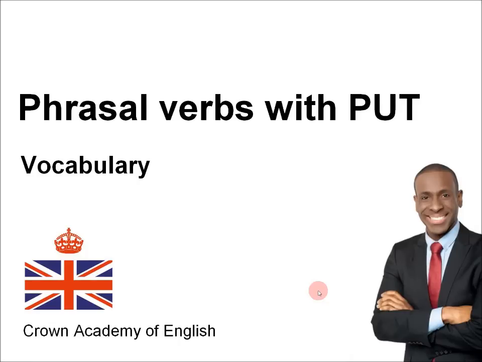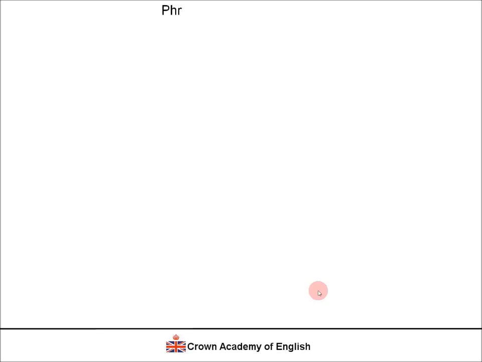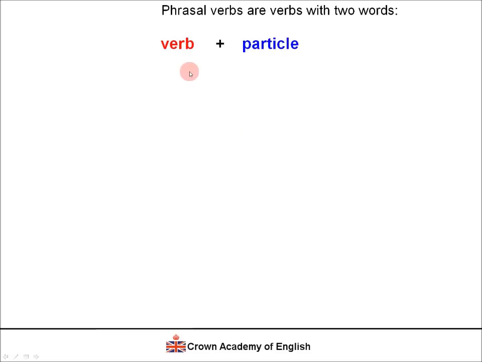Today we are doing a vocabulary lesson and the subject is phrasal verbs with put. So phrasal verbs are verbs with two words. So there is a verb and then a particle. And a particle is either an adverb or a preposition.